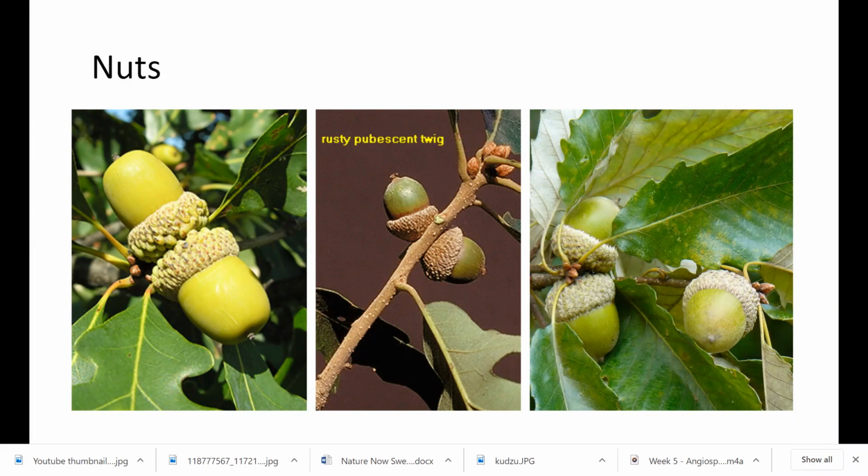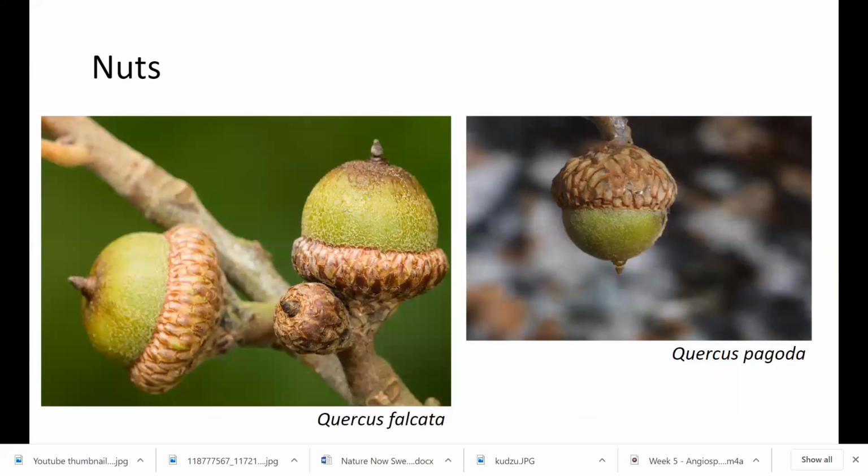The other two I'm not sure we've seen yet in lab, but we have Quercus alba, or white oak, on the left with its cobbly looking acorn cap. We have Quercus stellata, or post oak, in the center, and Quercus michauxii with really truly enormous acorns on the right.